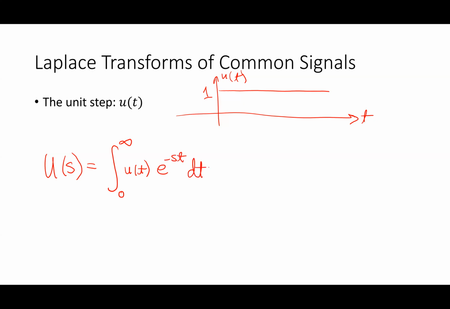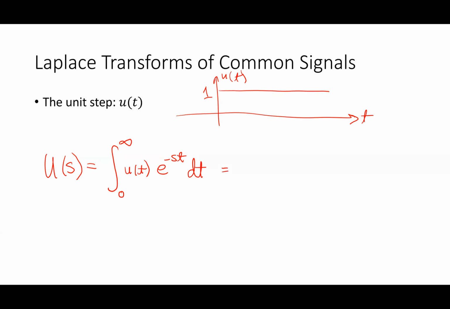When I'm done, what variable am I integrating with respect to here? T. Time. S is a variable, so I'm going to get out something that's a function of S. Now we're going to relate that S to frequency in a little bit. But how can I simplify? U of t is what? How do I simplify this guy?